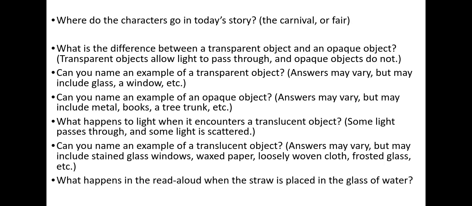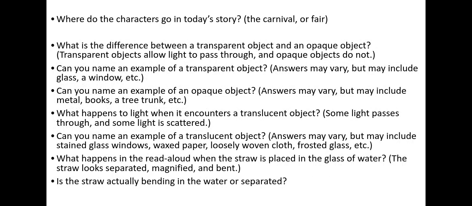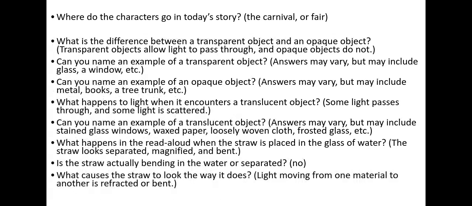What happens in the read aloud when the straw is placed in the glass of water? The straw looks separated, magnified, and bent. Is the straw actually bending in the water or separated? No, it's not. What causes the straw to look that way? Light moving from one material to another is refracted or bent. What is a lens? A lens is a curved piece of transparent glass or plastic that focuses together or spreads apart rays of light.